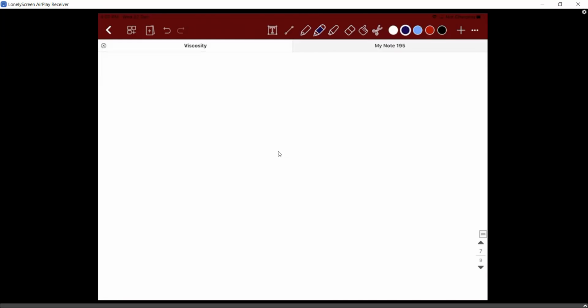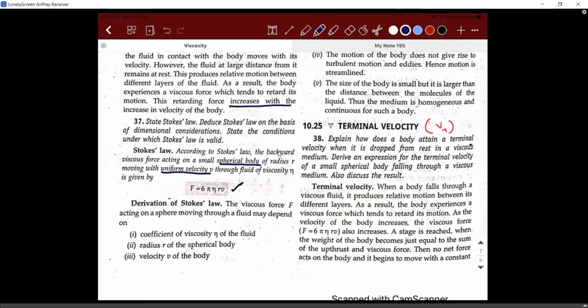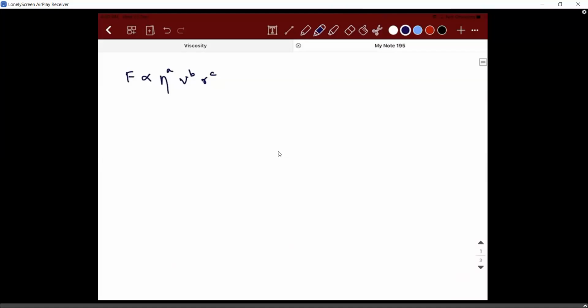Let's repeat it. So derivation of Stokes law: the viscous force acting on a sphere moving through a fluid may be dependent on what parameters? Coefficient of viscosity, radius of the spherical body, and velocity. The uniform velocity, right? So what method am I using to derive it? This is something which we discussed in the second chapter. We call it dimensional analysis. Right? So what should we do in the next step? F is equal to K into neta power A, v power B, and r power C.